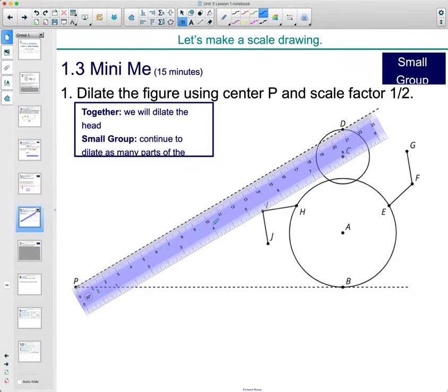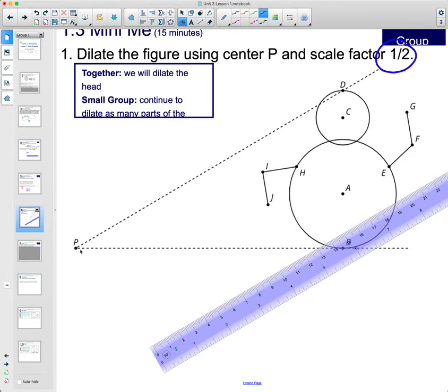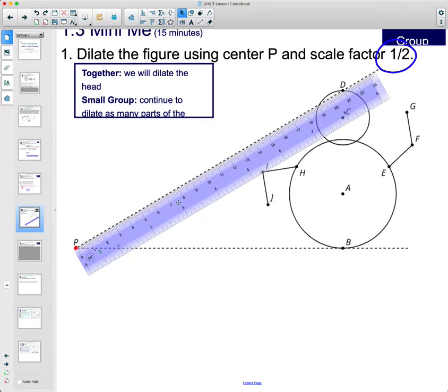All right, so go ahead and look in 1.3 and you're trying to dilate this whole figure by a scale factor of 1/2, from center P. So in this center P here, this point stays the same. This is where you're measuring to every single point in the diagram. So you're measuring from P.